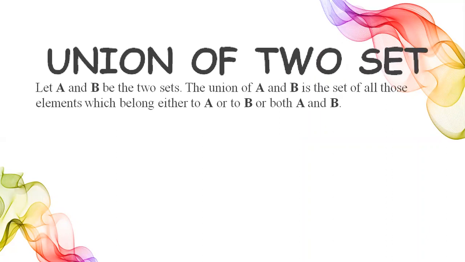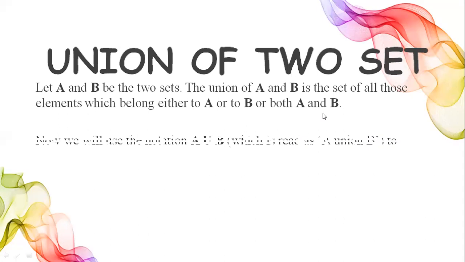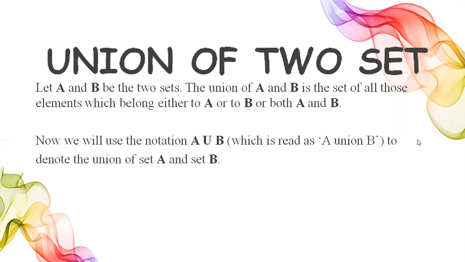Let A and B be two sets. The union of sets A and B is the set of all those elements which belong either to A or to B or to both A and B. We use the notation A ∪ B, read as A union B, to represent the union of set A and set B.